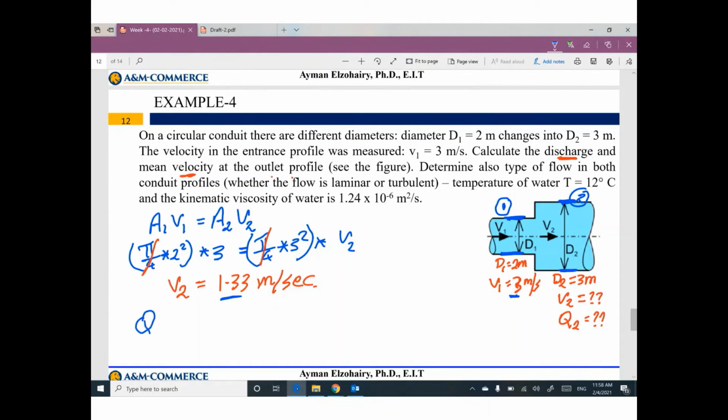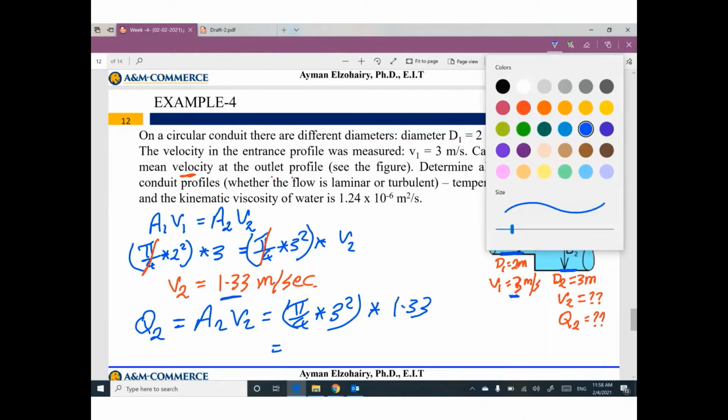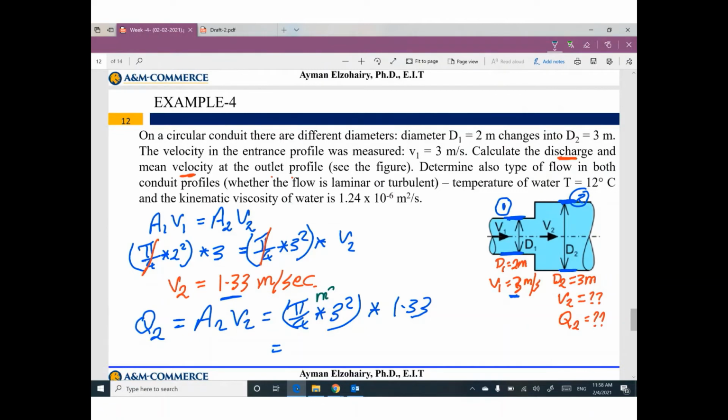What is the discharge at the outlet? Equal area 2 times V2, area pi divided by 4 times 3 squared, velocity 1.33. Keep in mind, please, this area is in square meters, this velocity in meters per second, they must be consistent. So pi divided by 4 times 9 times 1.33 will be 9.4 cubic meters per second. That makes sense?